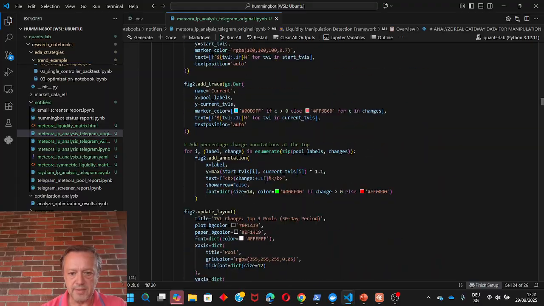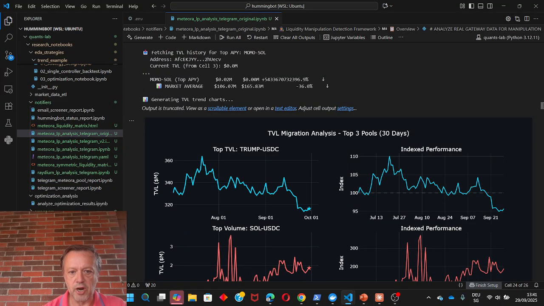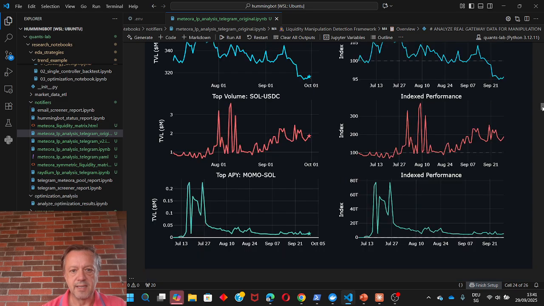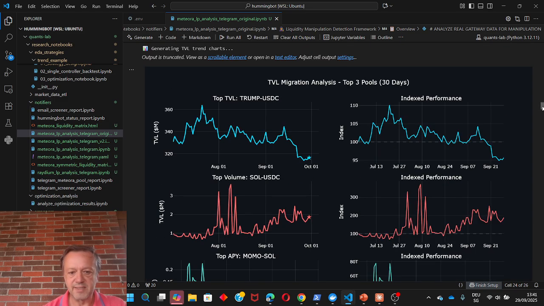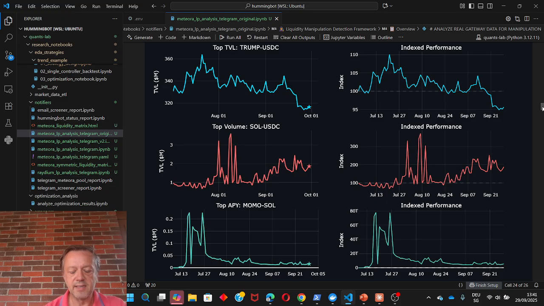And this snippet also produces some charts explaining, in this example, the Trump token versus USDC pool, the Sol USDC pool, and another APY Momo Sol pool in terms of TVL development over the last set of days. Here I've been setting it to 90 days, but this can be configured to a different time window that may suit the user.